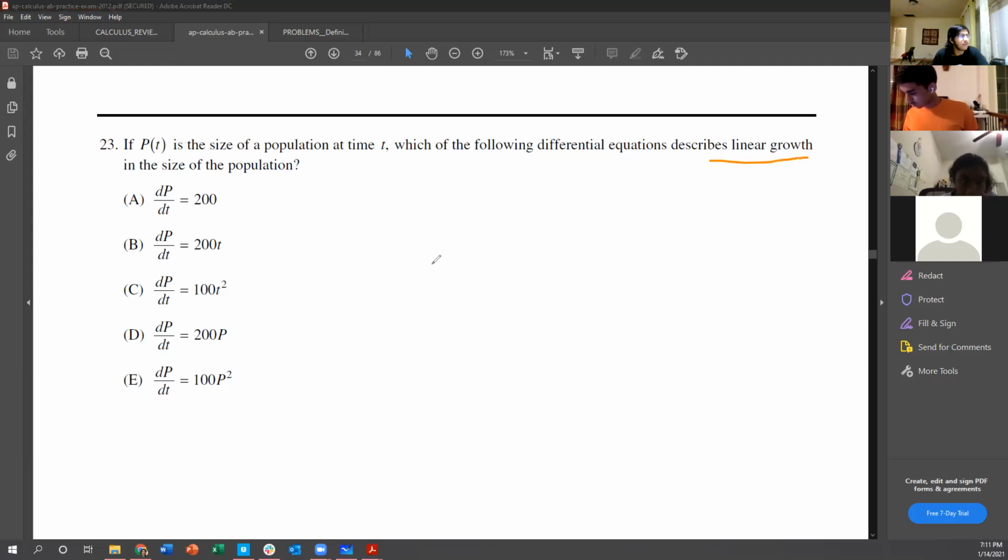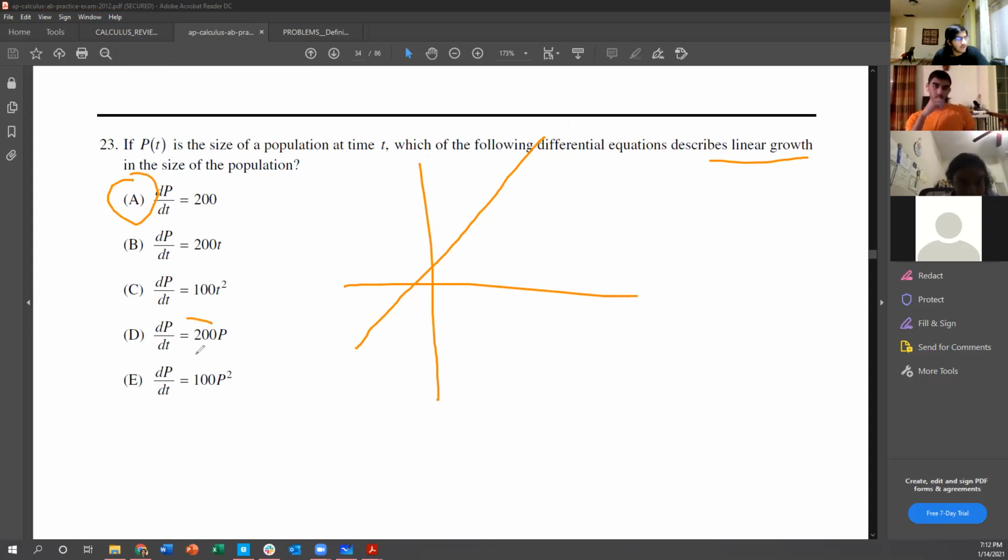Population at time t, linear growth. How can we think of this? Linear growth would mean you have a constant rate of change, so it would be A. If it was exponential growth, then you would have 200p. That would be exponential growth, and this is linear growth, because it's a constant rate of change. Understood? Okay.